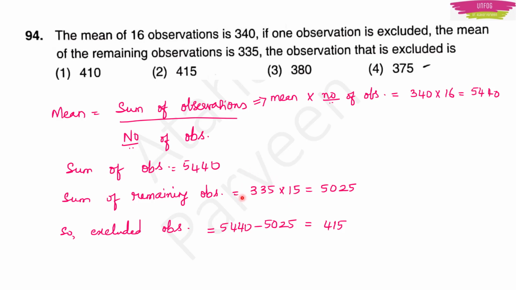Okay, so what is that number now? It is 335. So 335 into 15, I'll get 5025. Now I have to find out the excluded observation. So to find out the excluded observation, I have to subtract this number and this number. So I get 415. Okay, so this one will be the correct answer. Option 2 is the correct answer.